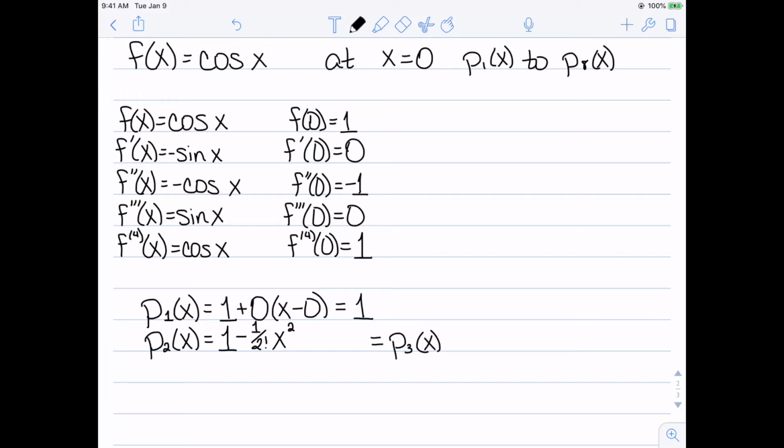So now let's look at P4 of x. I start with my third polynomial, and then I add my fourth term, which is the fourth derivative over 4 factorial times x to the fourth. Once again, my fifth derivative is 0, so it's going to be the same as P4 of x. And we can continue this process to get P6, P7, and P8.